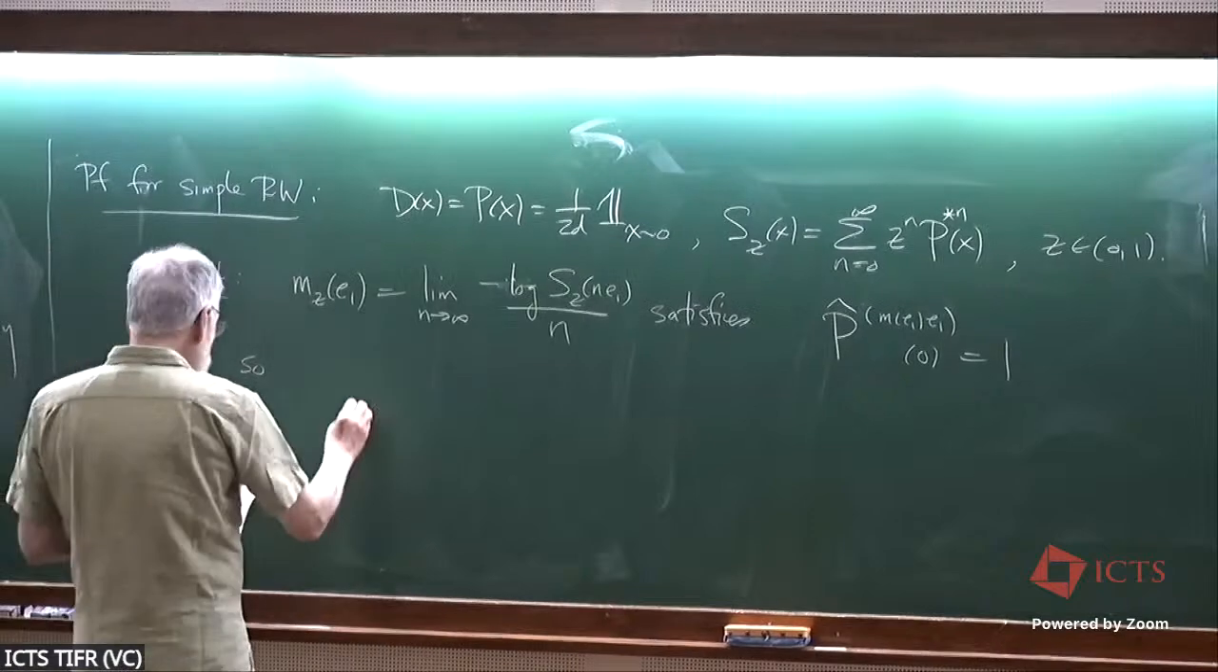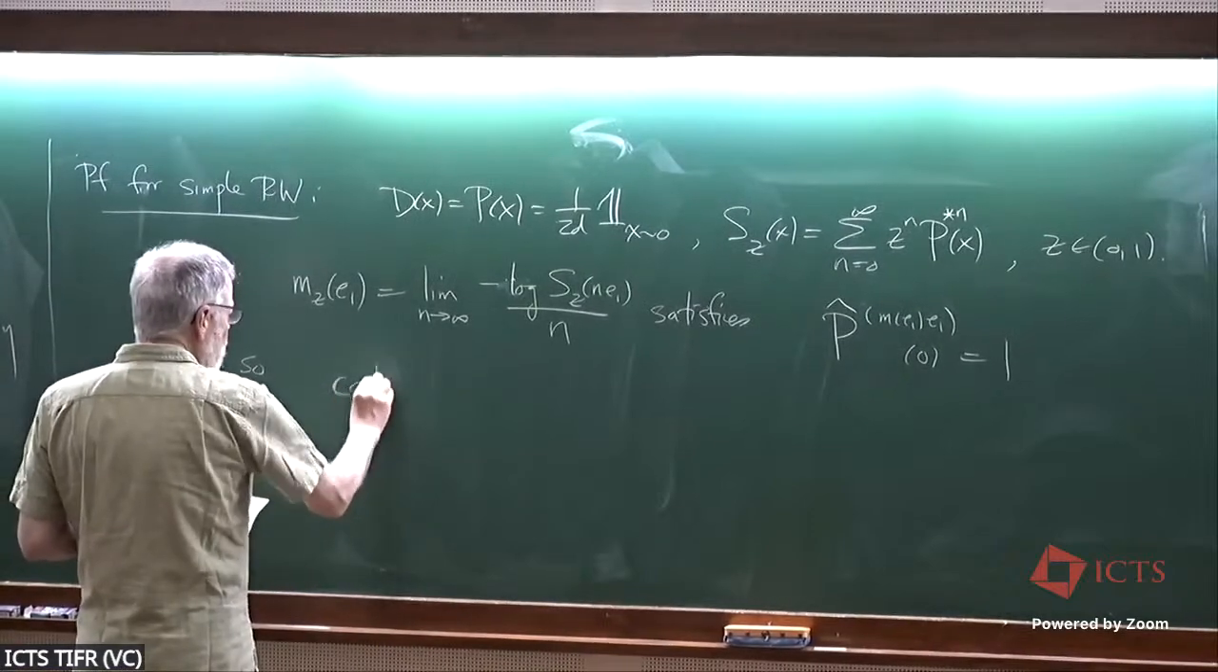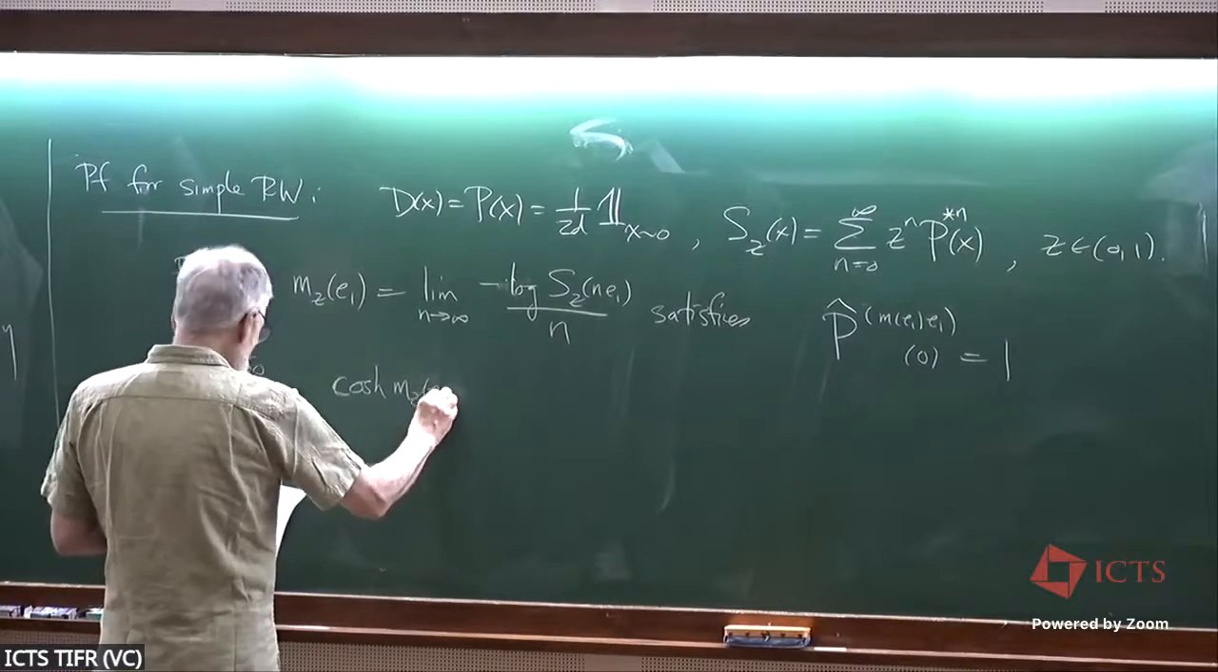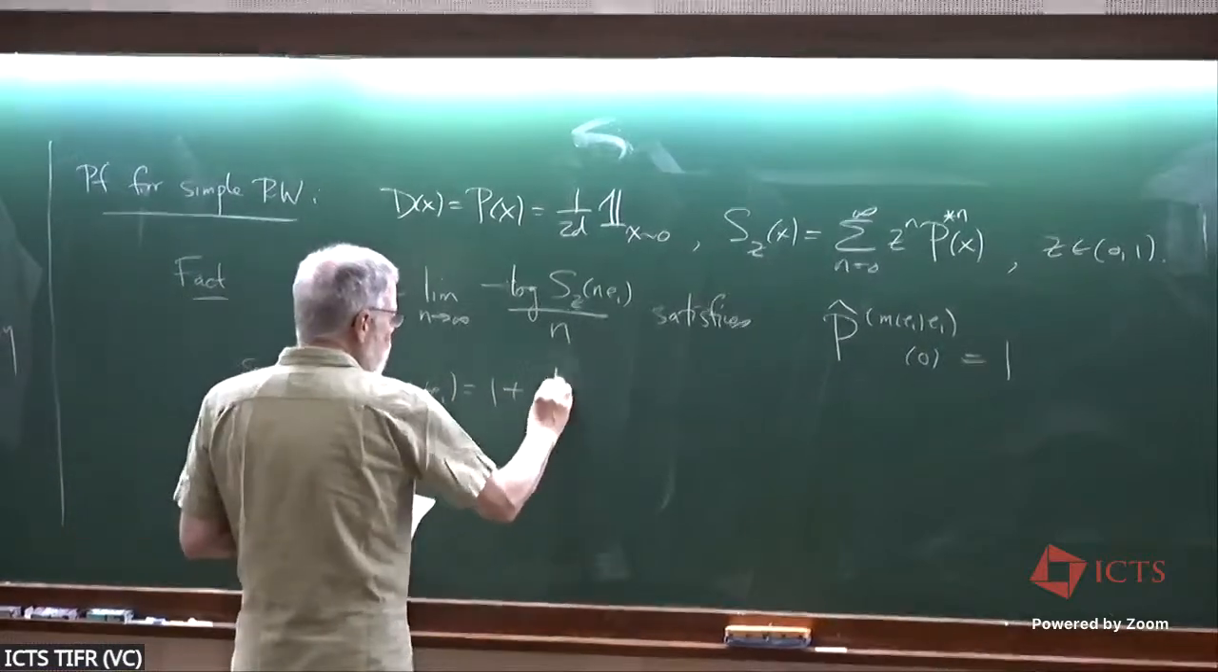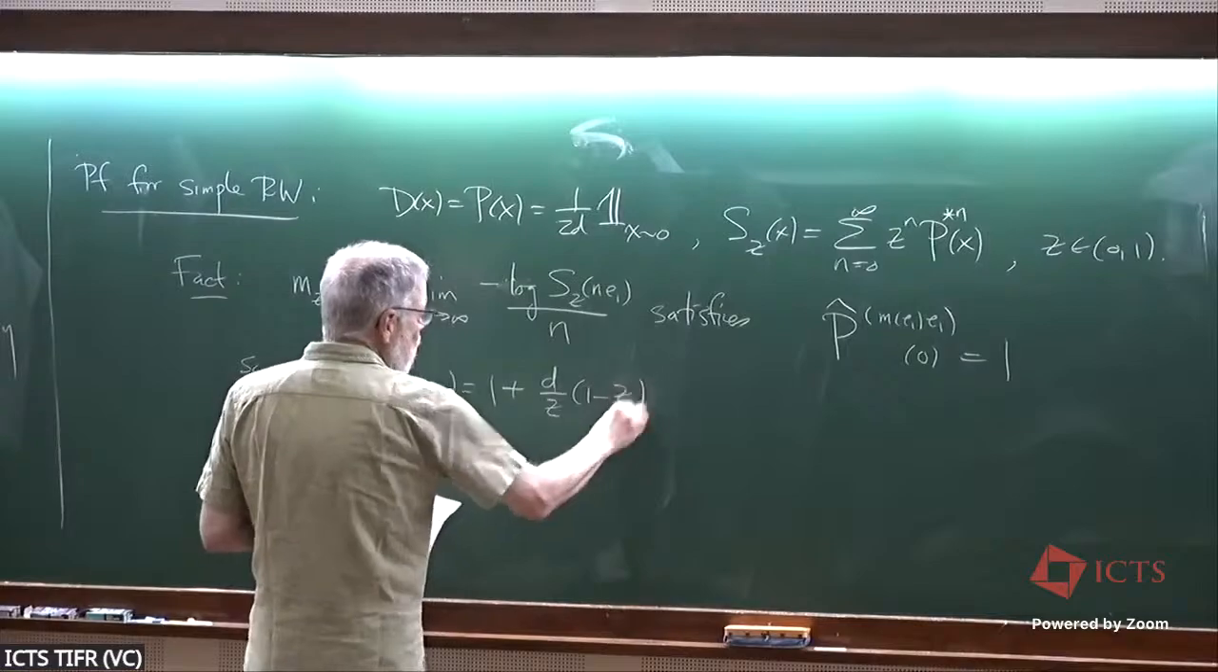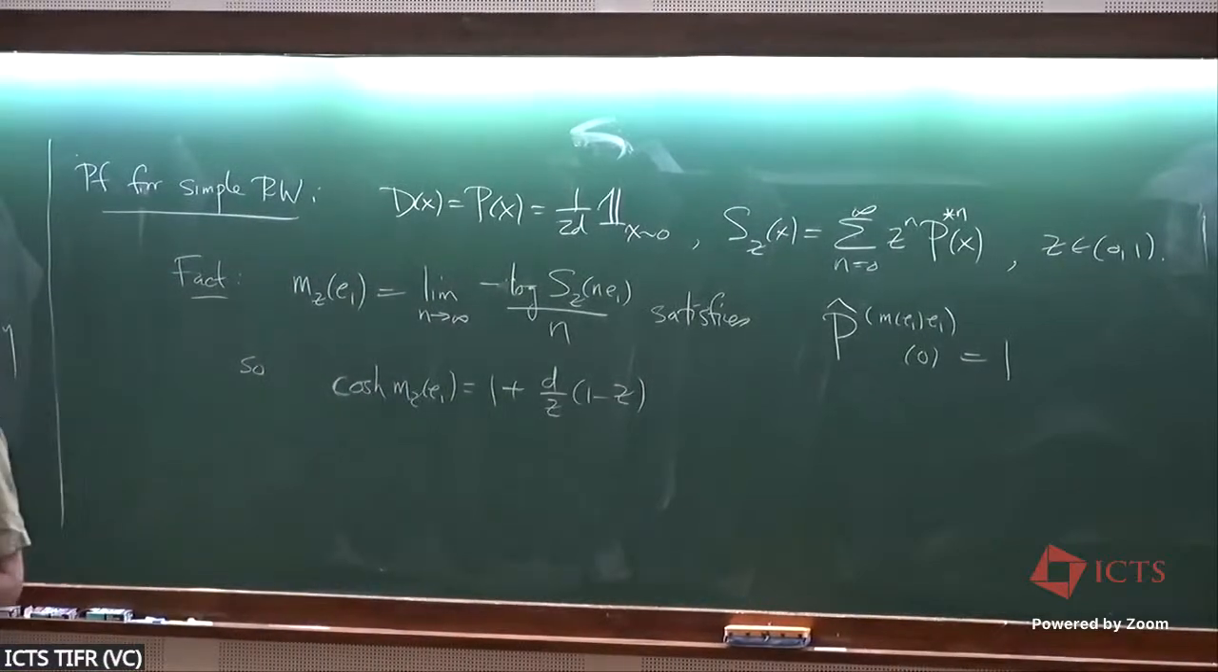And what you find is that the hyperbolic cosine of m(z)e1 is equal to 1 plus D over z, 1 minus z. It's just an elementary calculation.